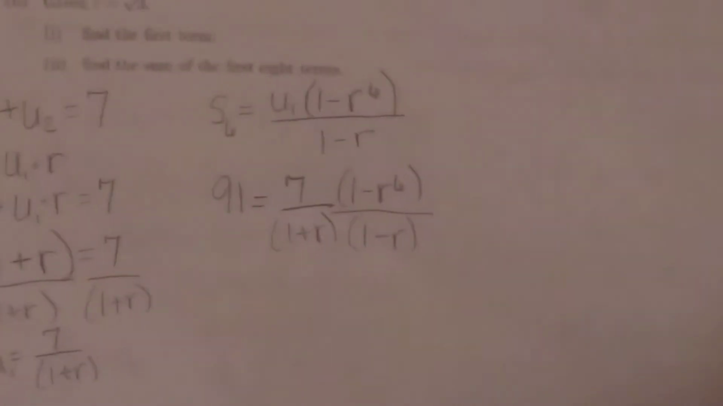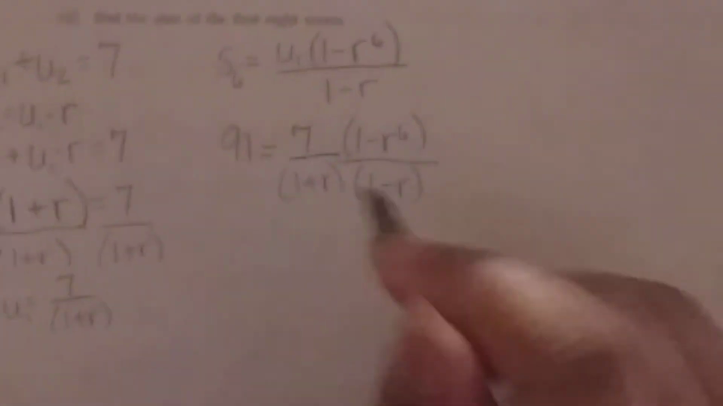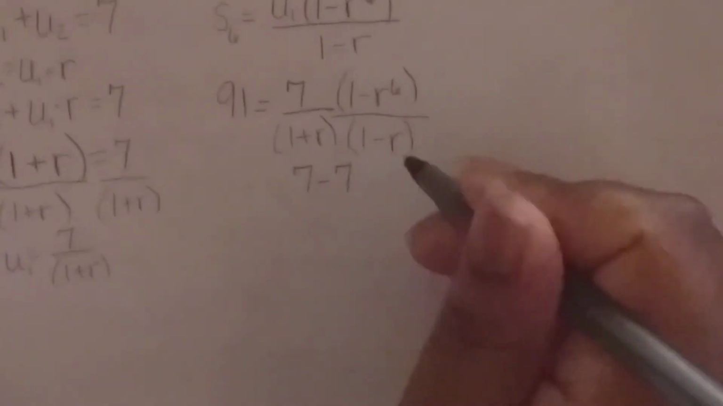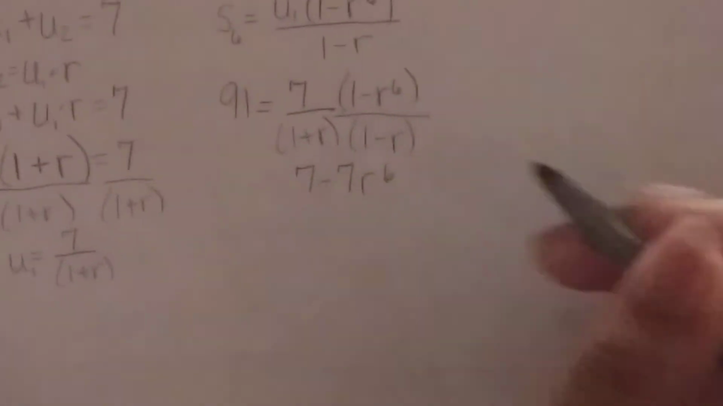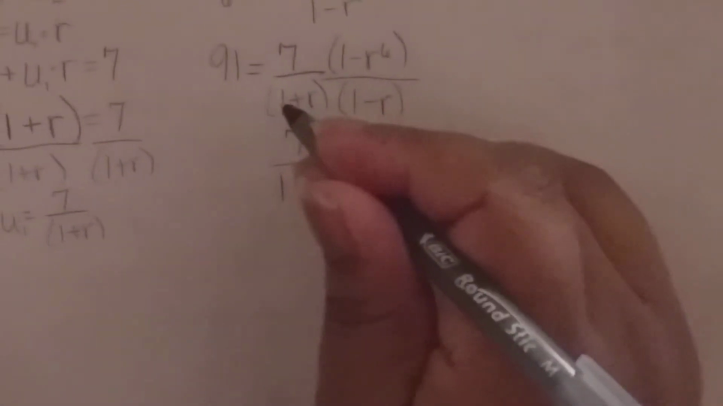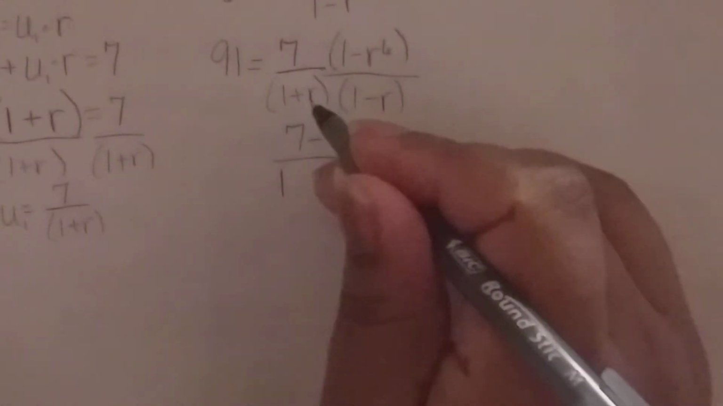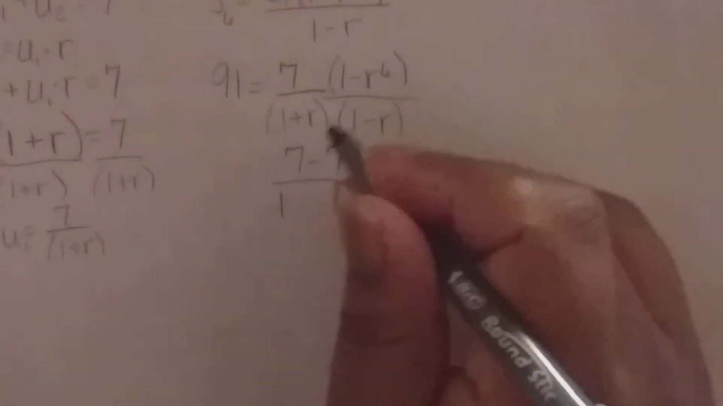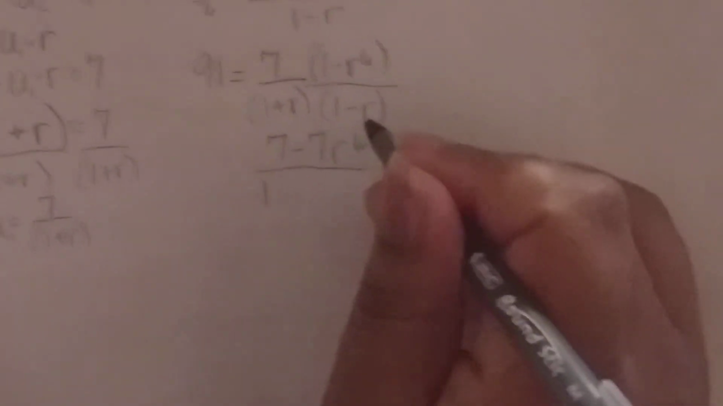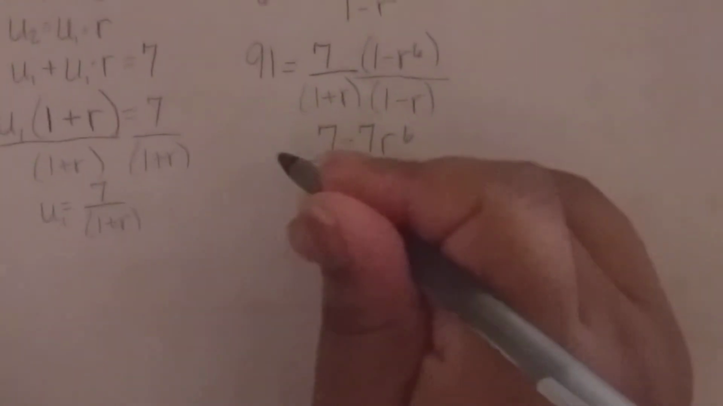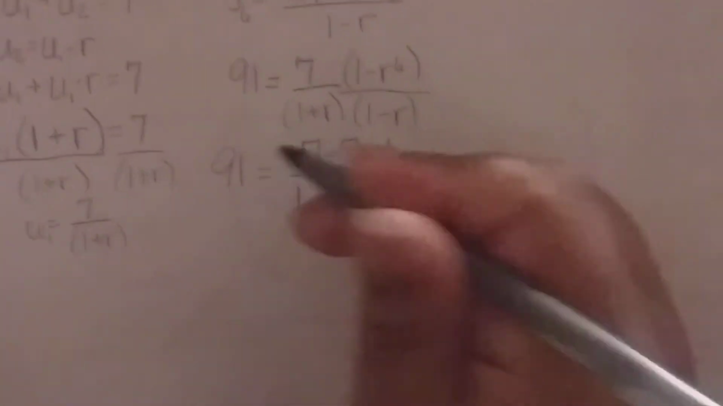So I can go ahead and multiply that in. So when I multiply, that's 7 minus 7 times r to the power of 6 over the full denominator. That's 1 times 1 is 1. 1 times r is negative r plus another r. Negative r plus r is 0, so I don't need to put that. And then r times negative r, which is negative r squared. And again, this is equal to 91.